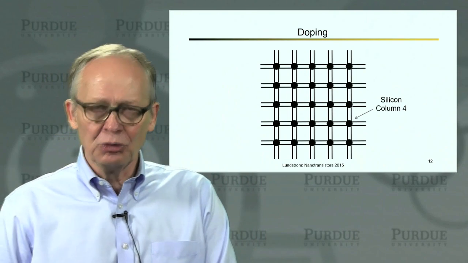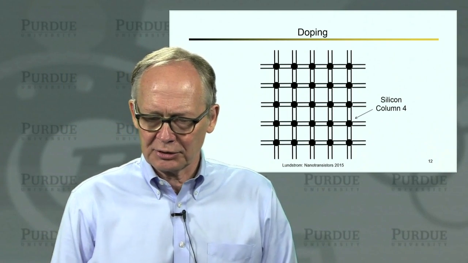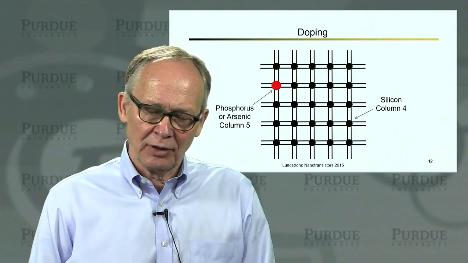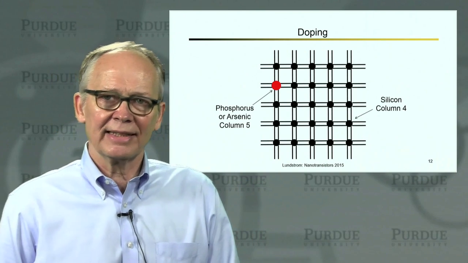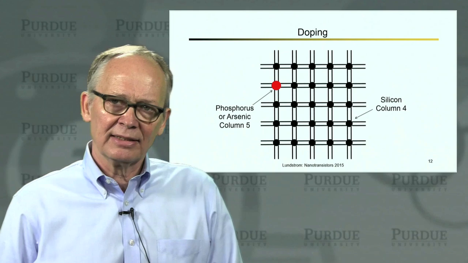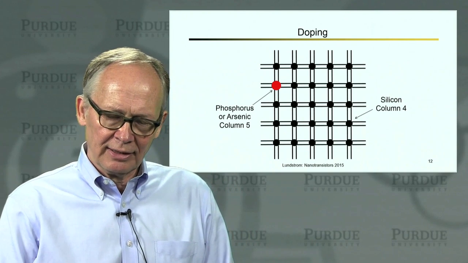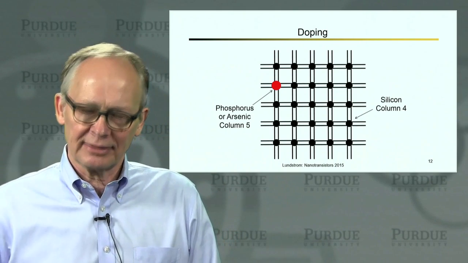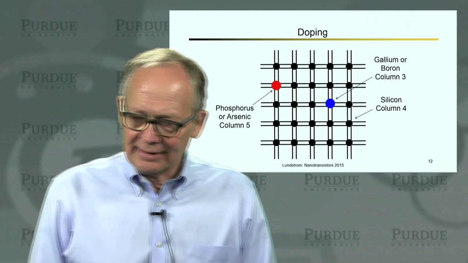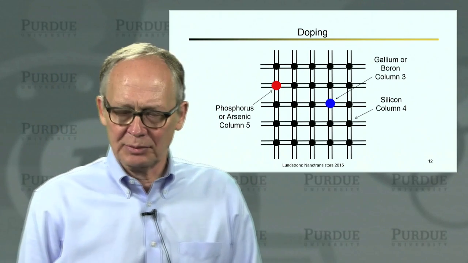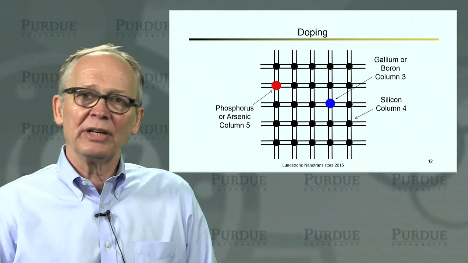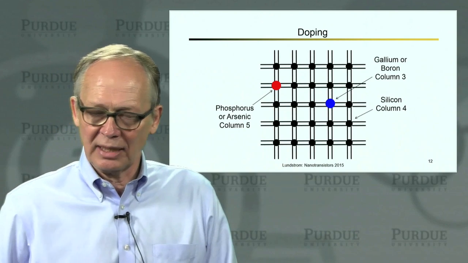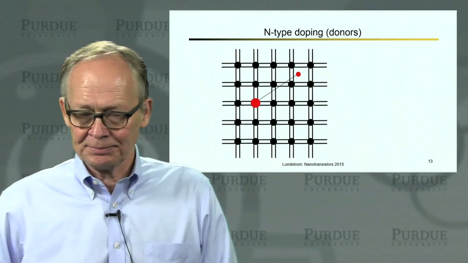So here's our cartoon picture of the silicon lattice structure with its 4 nearest neighbors. Let's say that we replace one of the silicon atoms with a phosphorus or an arsenic atom. Phosphorus or arsenic is column 5, so it has 5 valence electrons. When we put it in the silicon lattice, 4 of those 5 valence electrons form covalent bonds with the 4 silicon nearest neighbors. Gallium is a column 3 element. When we put gallium in, we only have 3 valence electrons to form covalent bonds. We're missing a covalent bond with one of the 4 silicon nearest neighbors.